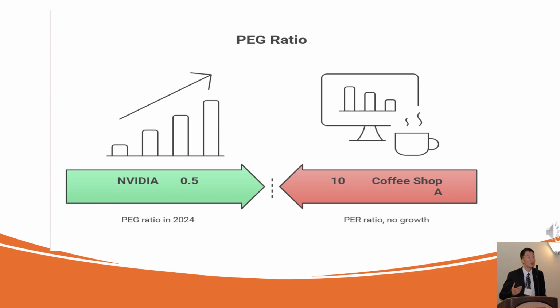Today we're diving into two important stock valuation metrics, PER and PEG, and I'll use a simple coffee shop example to make it clear. Let's start with PER. Imagine you want to buy a coffee shop.